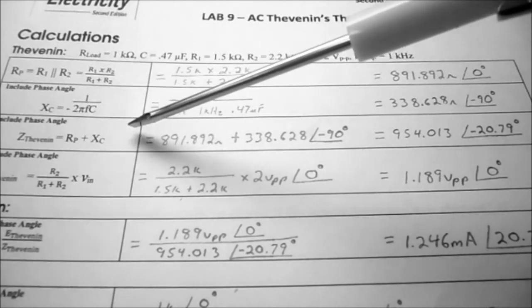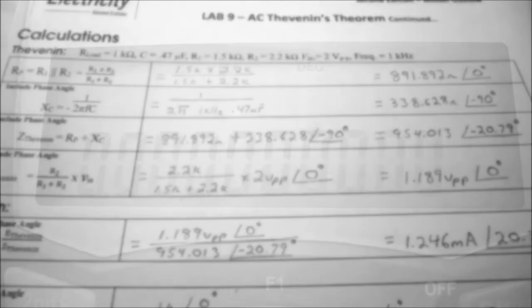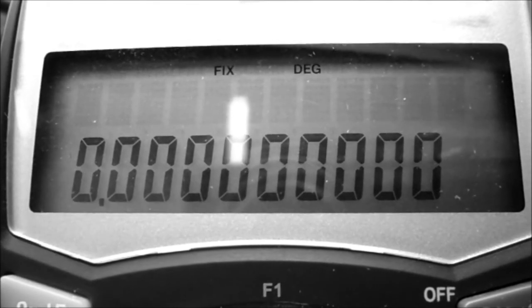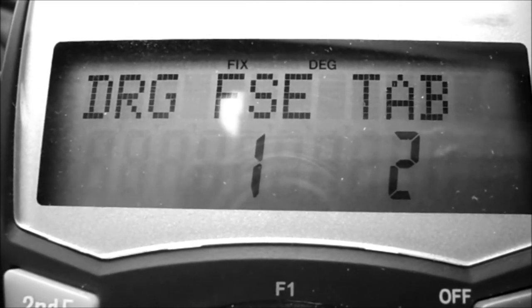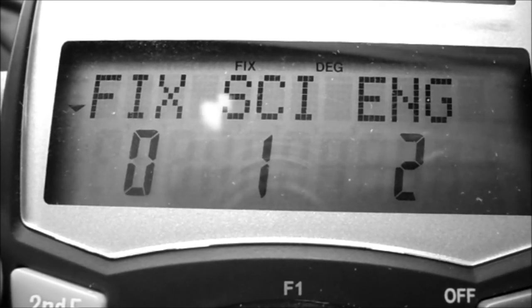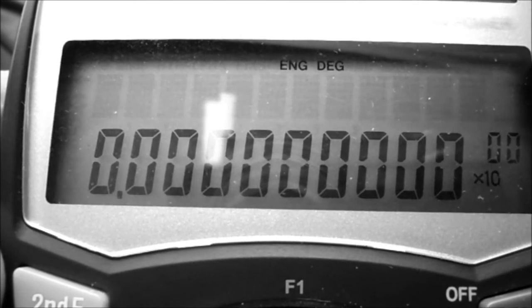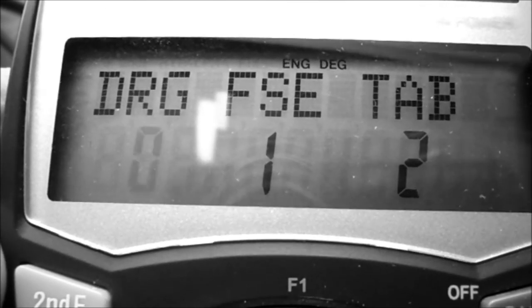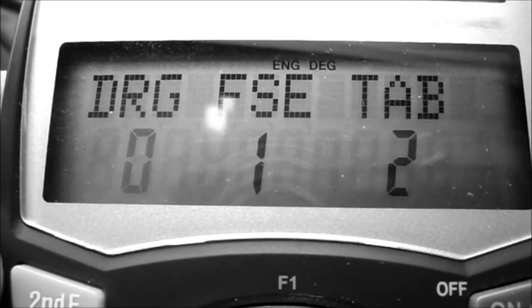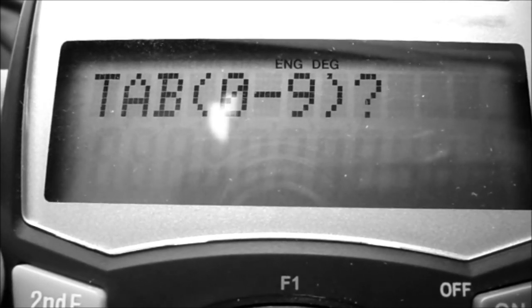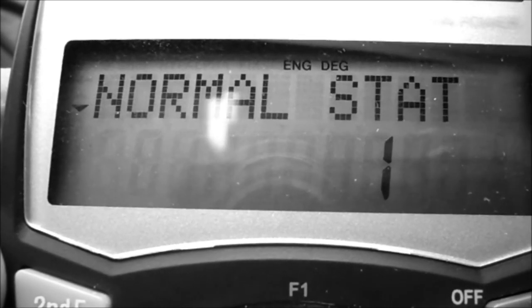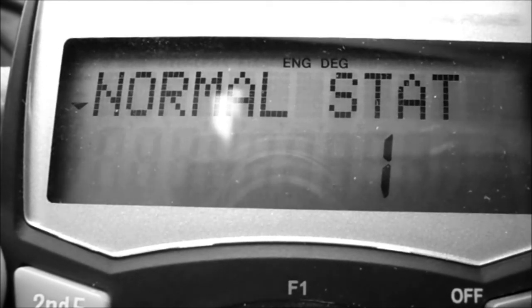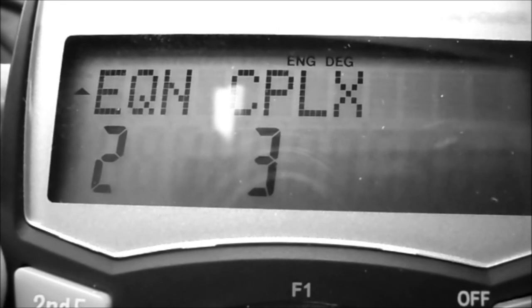Now I want to show you how to set up your calculator to do that right now. So to set up my calculator, the first thing I'm going to do is click on Setup. And I want to go to FSE, so that's 1. And I want engineering notation, so that's 2. I want to go back to Setup, and I want to change the number of decimal places, so I'm going to select 2 for tab, and I like 3 decimal places. Next, I'm going to go to Mode, and I'm going to use the down arrow key and select 3 for complex.